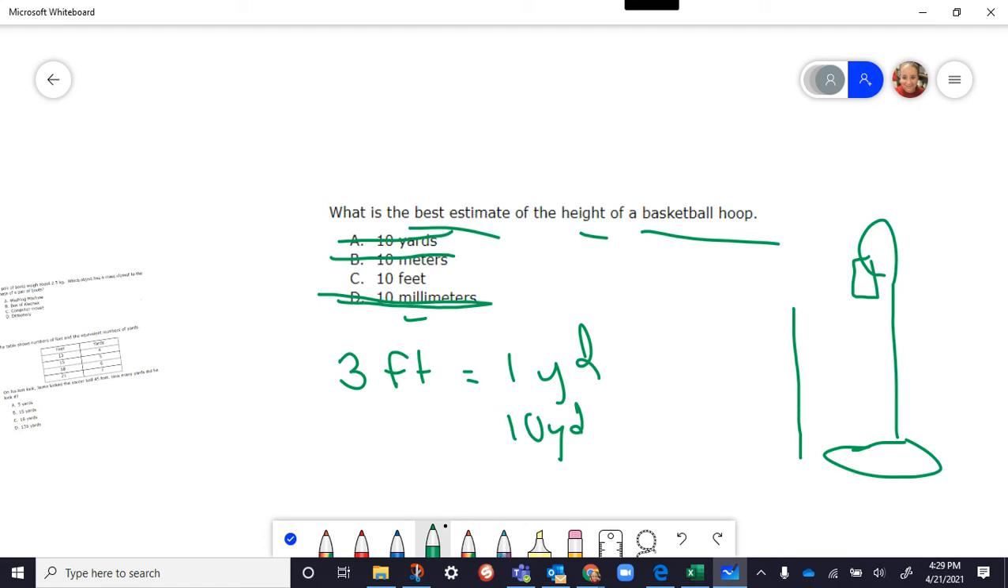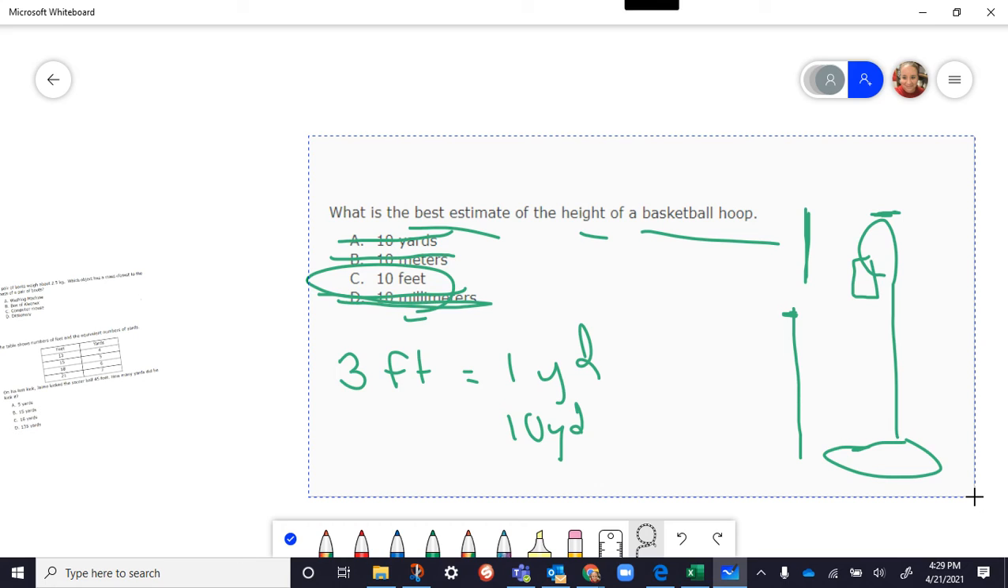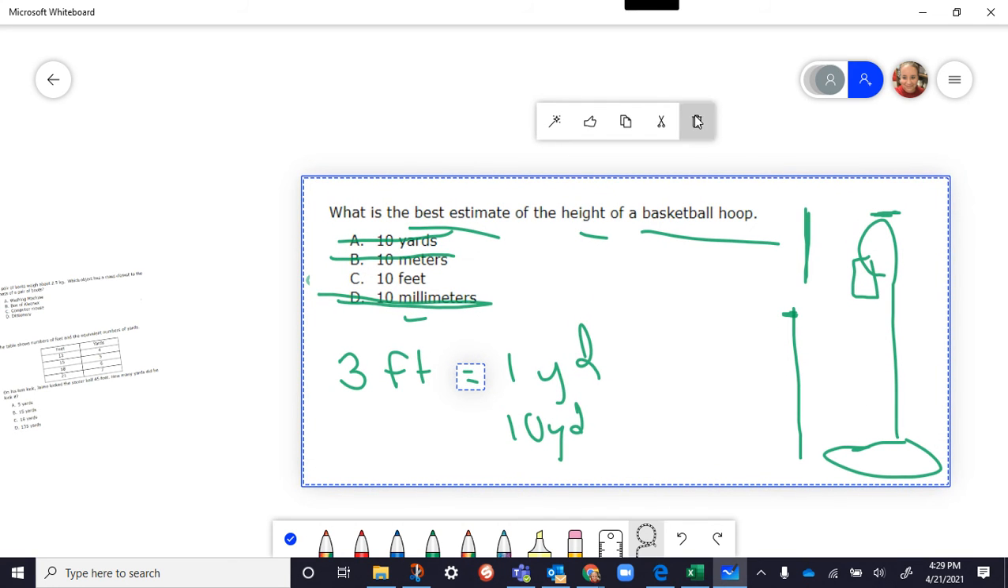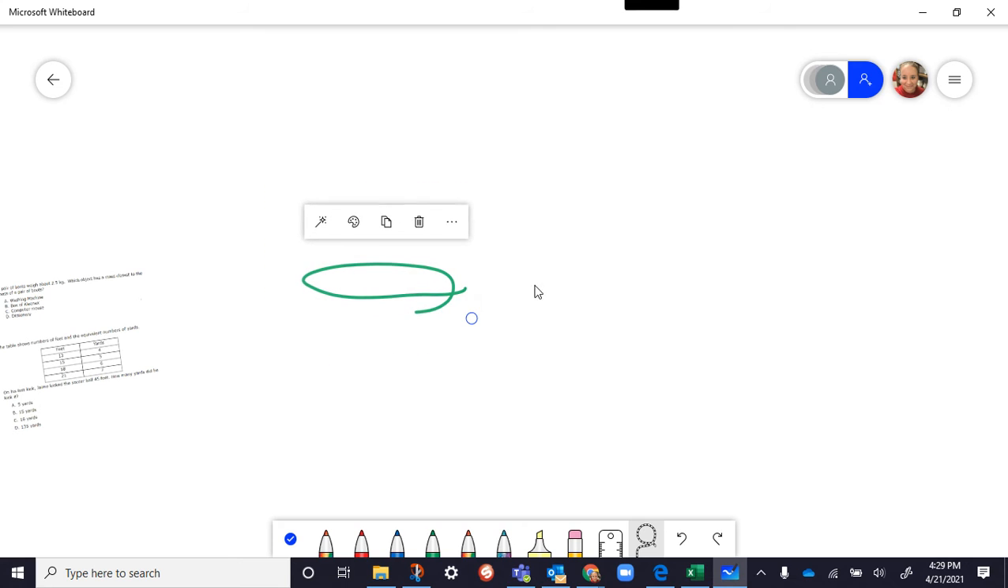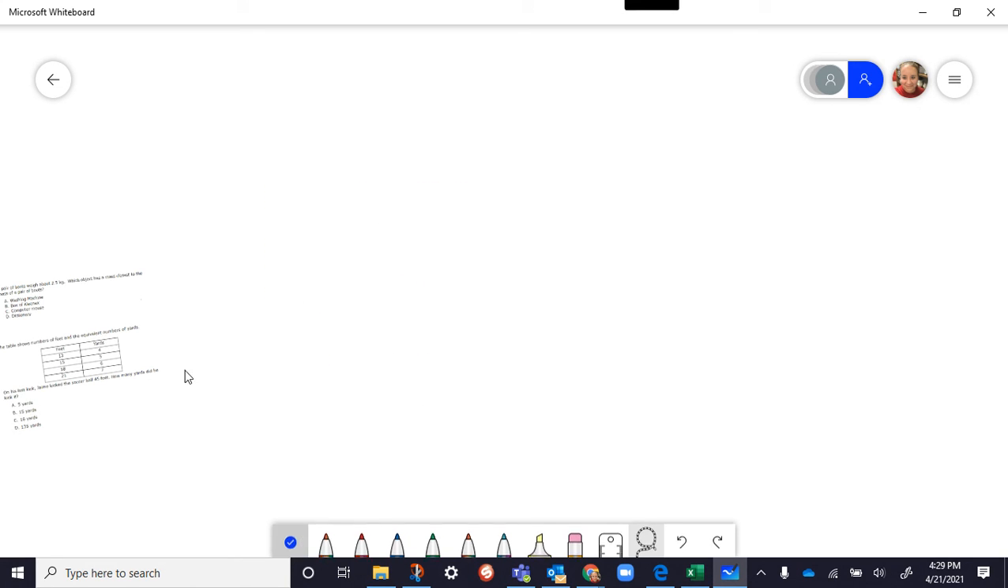So I'm thinking that 10 feet would be the closest because the top of a basketball hoop is quite a bit taller than I am. And if I'm right here at almost 6, that would be about maybe another 4. So I'm going to go with 10 feet for the best estimate. Now, it's an estimate, so it's not exact. It's just which one would be the closest. So think about what you know about the different units and their sizes, and then make the connection with whatever object it's asking you about, whether it's talking about the length of something or the weight or something like that.